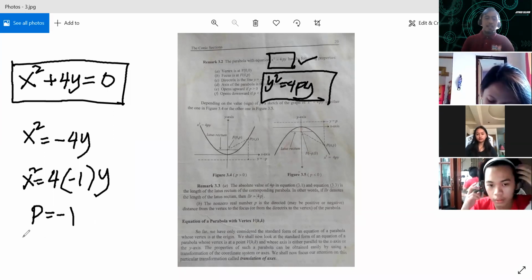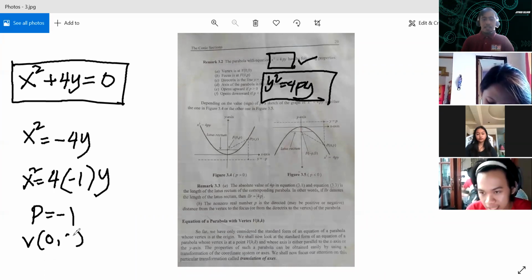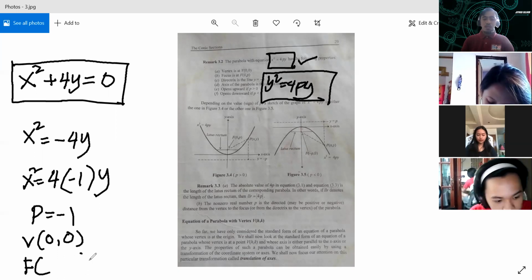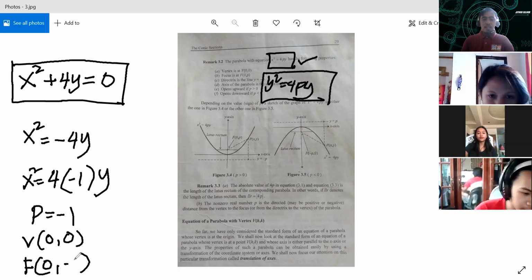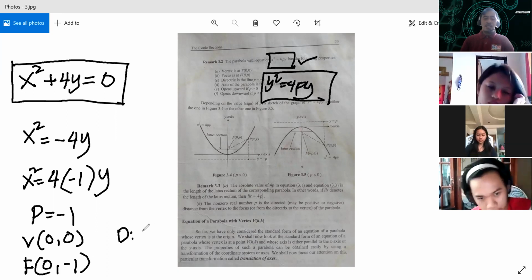But let us determine first what our vertex is. Tell me, what is our vertex? 0, 0, sir. Very good. That is at 0, 0, at the origin. How about your focus? 0, negative 1. Negative p. How about your directrix?